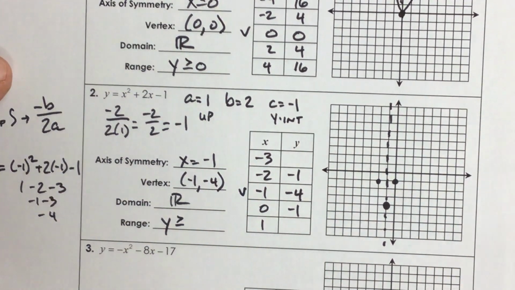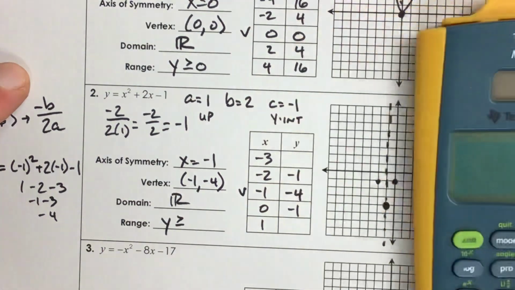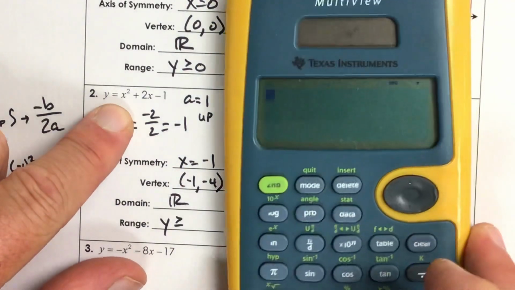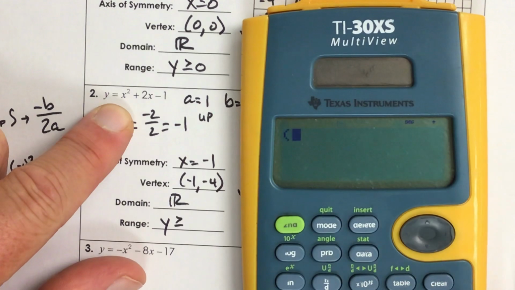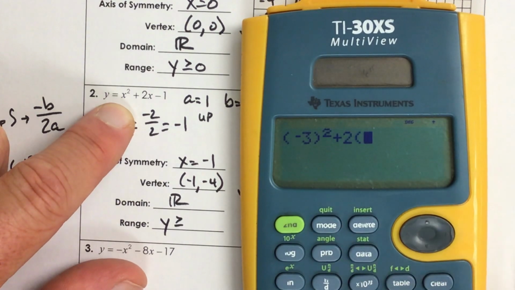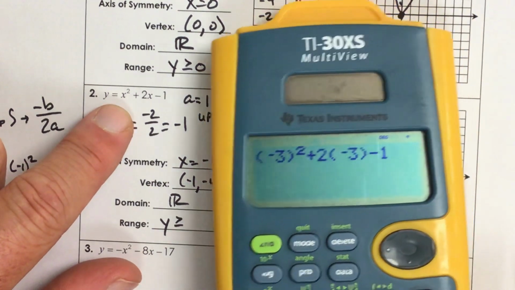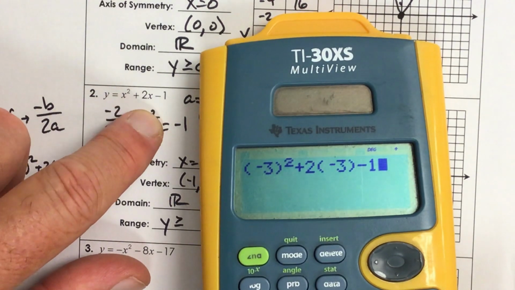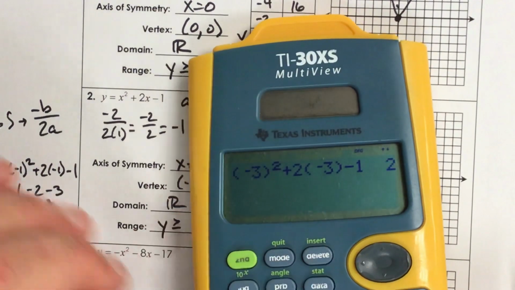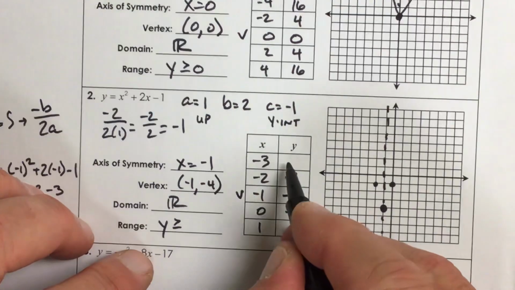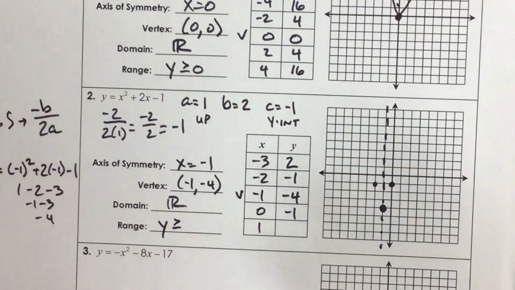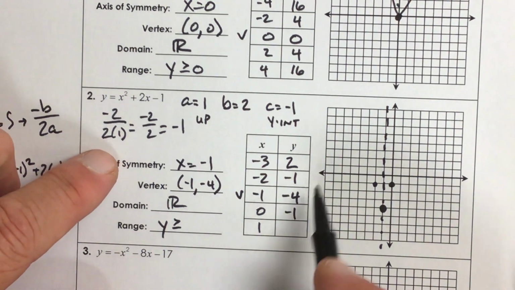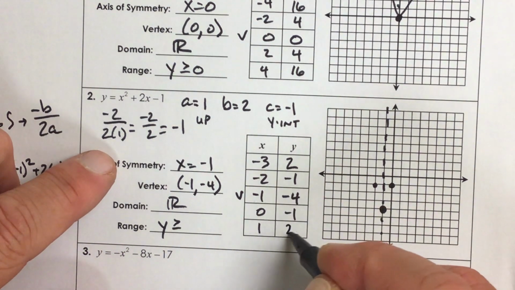So folks, you can always use your calculator, right? So if I was to put negative 3 in here, I'd use parentheses, negative 3 squared plus 2 times negative 3, and then minus 1. So I would put that in the calculator. Remember, we replaced the x's with negative 3. That's why we put parentheses. And we hit enter, and it says it's 2. So we put a 2 here, right? If my mirror looks right, then this is going to be a 2.